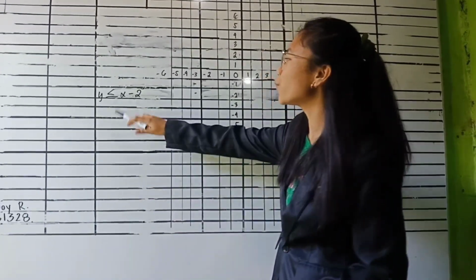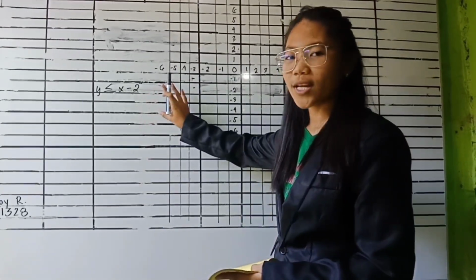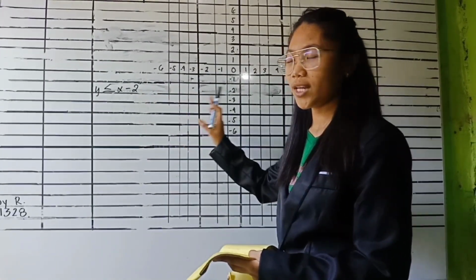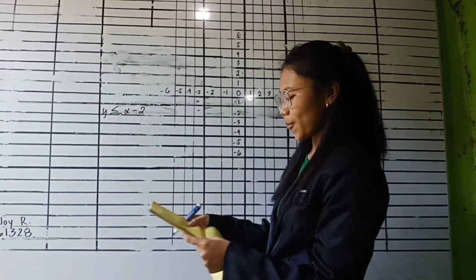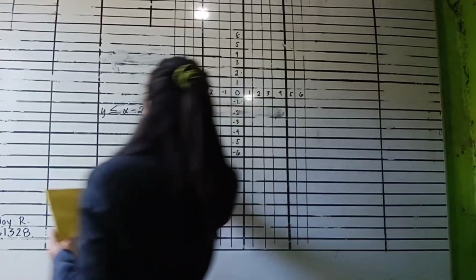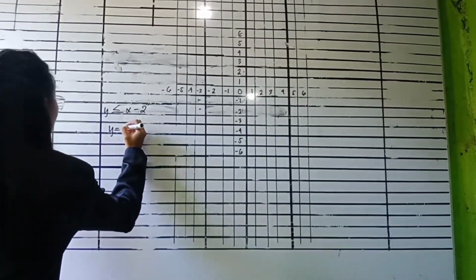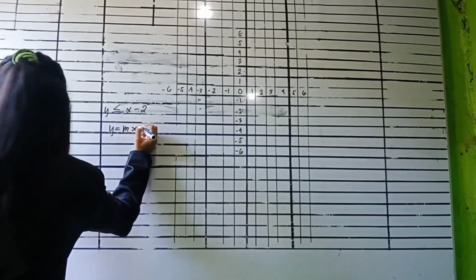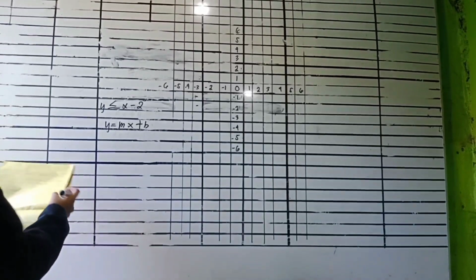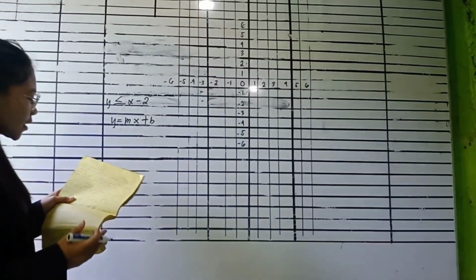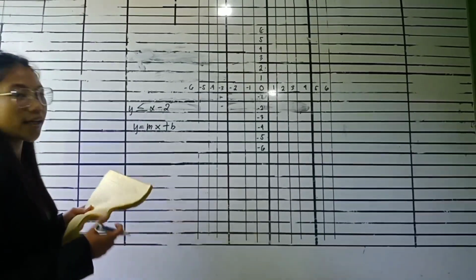So, to solve this, we first convert it to a linear equation. We use this formula: y equals mx plus p. With this formula, we can easily determine the value of the slope and the value of the y-intercept.